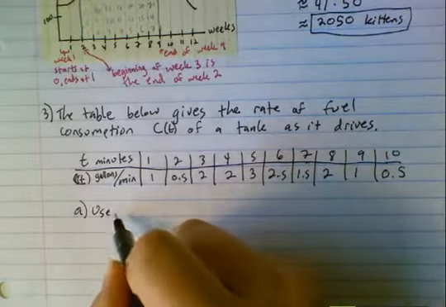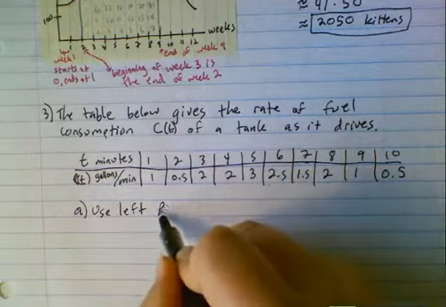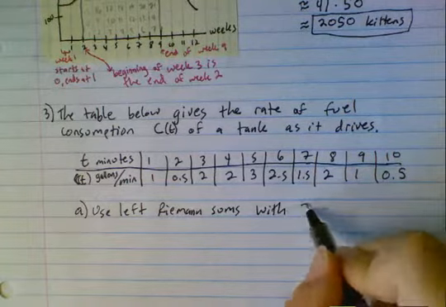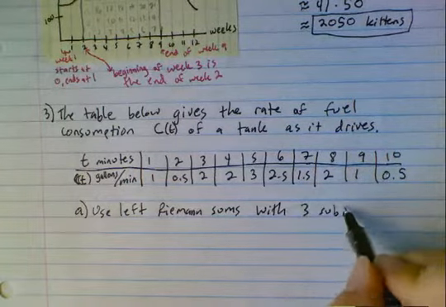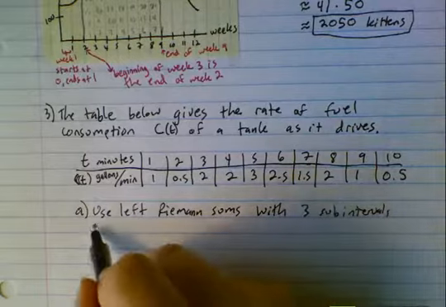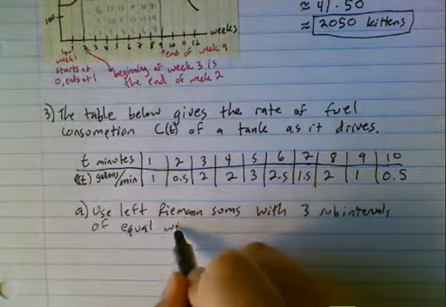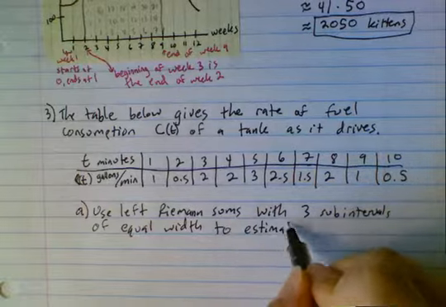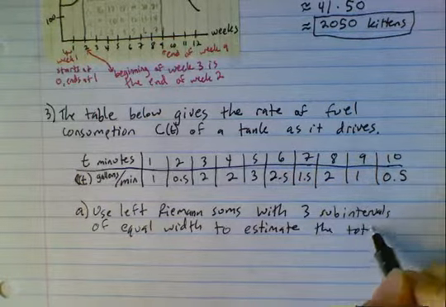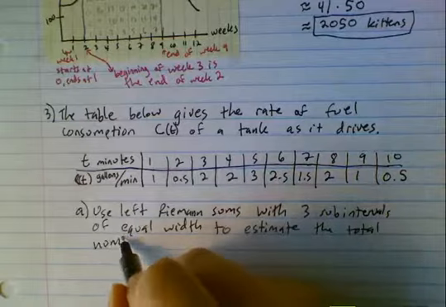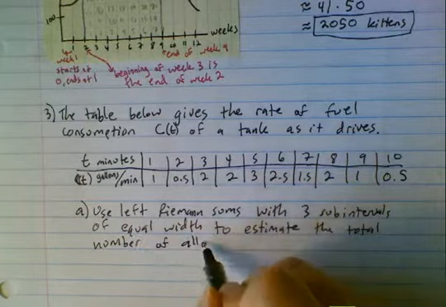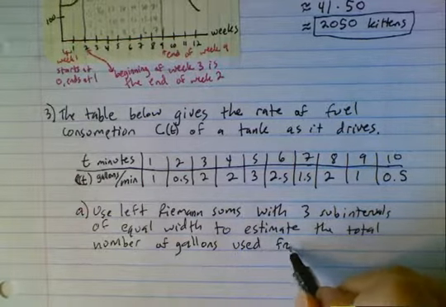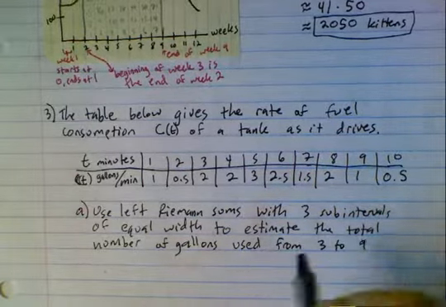Our first problem is to use left Riemann sums with 3 subintervals of equal width to estimate the total number of gallons used from 3 to 9 minutes.